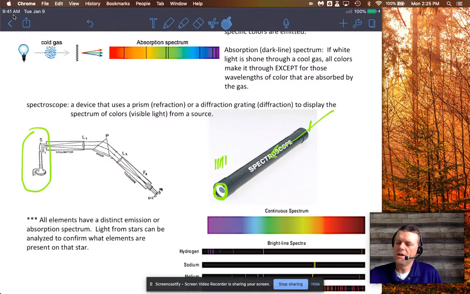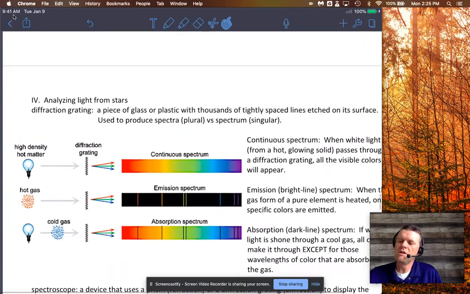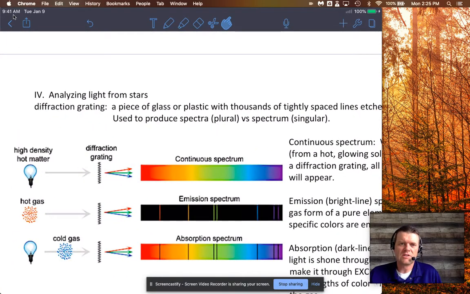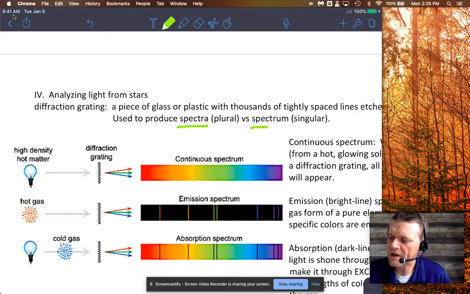So we have two ways to analyze light, but you need to know the three different kinds of spectra. Just a little bit of vocabulary, spectra is plural, and spectrum is singular. So white light, or light from a hot glowing solid, like heating up a piece of iron in a forge, you heat it up and it glows red. Red is the dominant color, but if you could take that light and shine it through a diffraction grating, you would get a continuous spectrum.